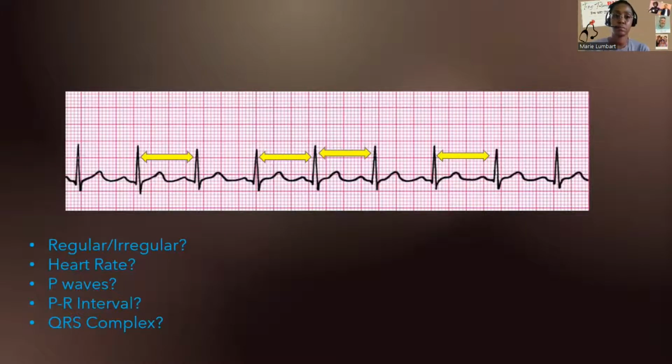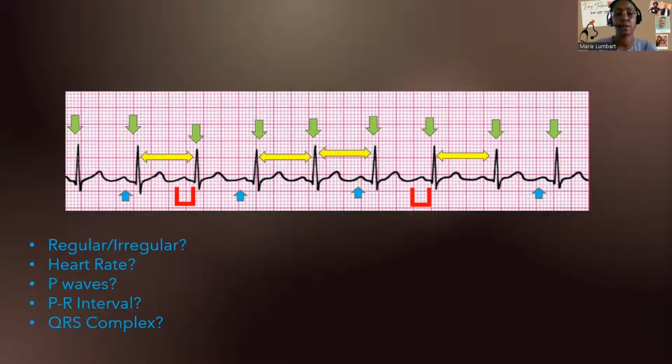Next step, let's calculate the heart rate, okay? So in a 6-second strip, we want to count the R's and we would multiply that by 10. So is it between 60 and 100? For this rhythm, it is. Step 3, look at your P wave. So take a look at each P wave. There should be one P wave in front of each QRS complex, and they should be identical or near identical. And this rhythm meets that criteria.